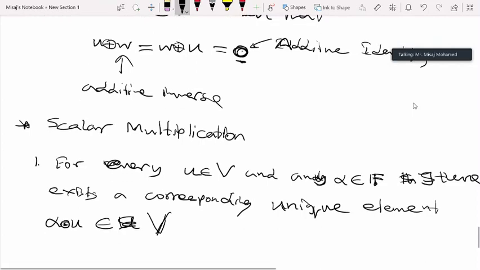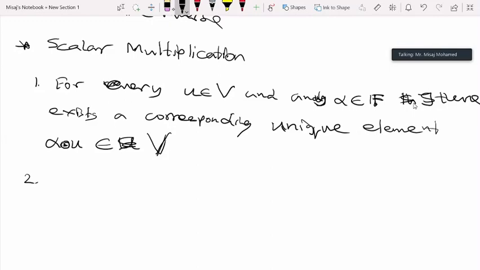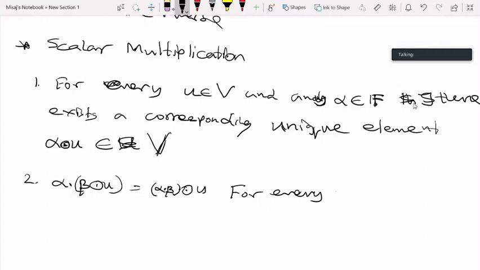Yes, sir. Right. The second condition in scalar multiplication: alpha times beta times u is alpha beta times u, for every u in V and alpha, beta in F.